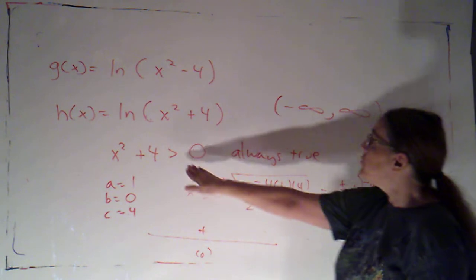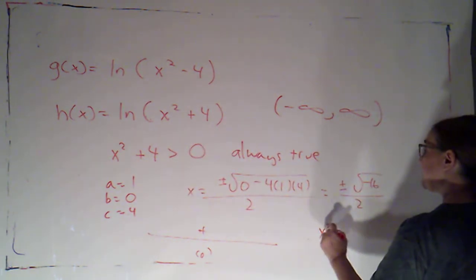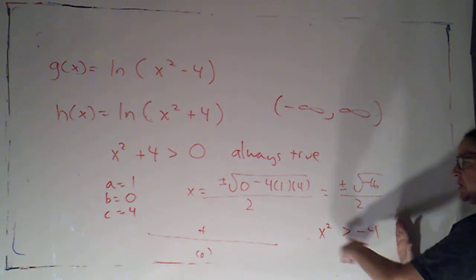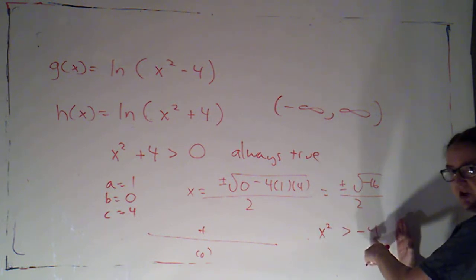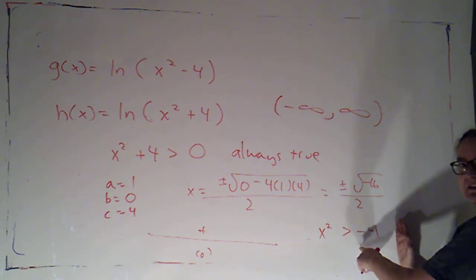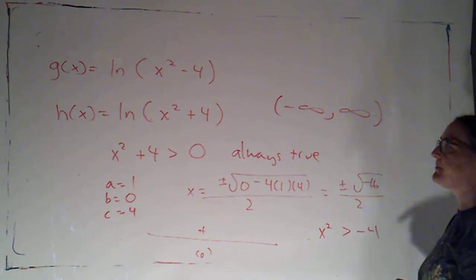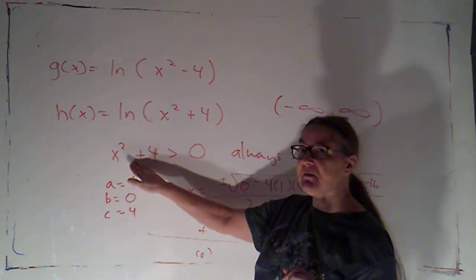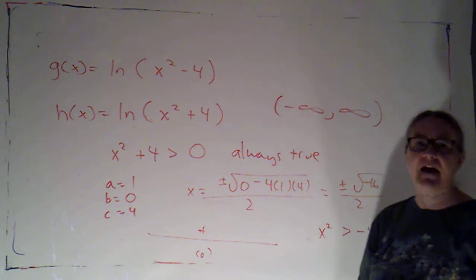You could also rearrange that to say x squared has to be bigger than negative 4. Sometimes that's a little bit easier to see. I know a perfect square is always bigger than any negative number. So that's another way that you might see that this is something that's always true. Although in general, remember, if you've got a polynomial, you're going to want to keep things on the left side so that you can factor.